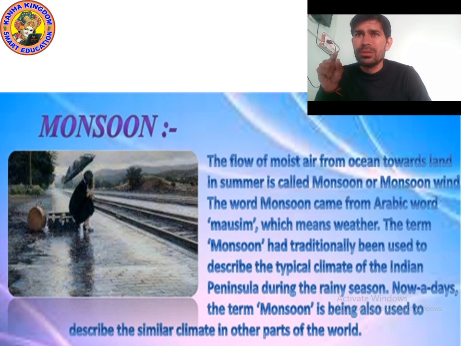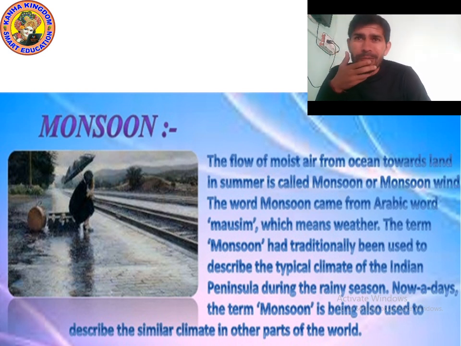Mausim means weather. The term monsoon had traditionally been used to describe the typical climate of the Indian peninsula during the rainy season. Nowadays the term monsoon is also used to describe similar climate in other parts of the world.